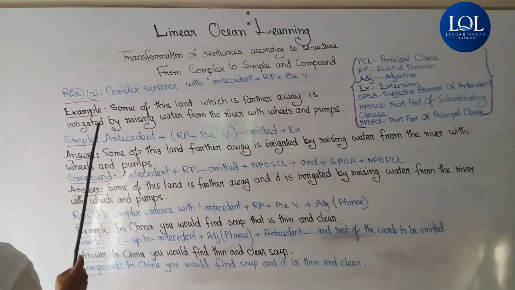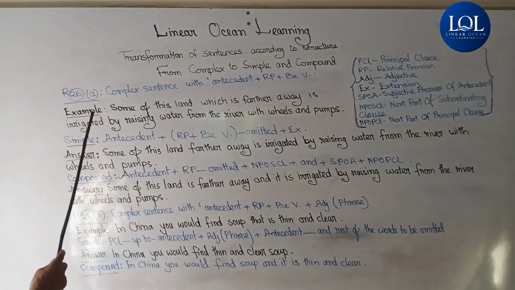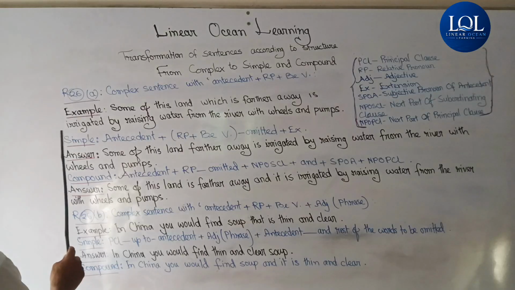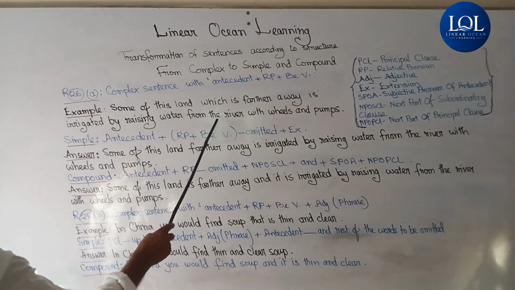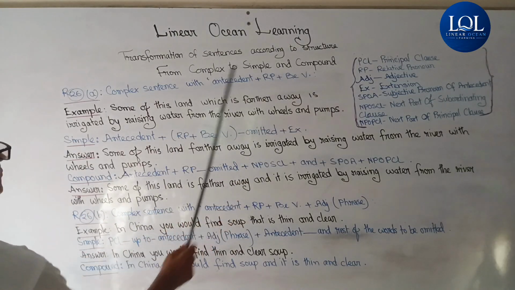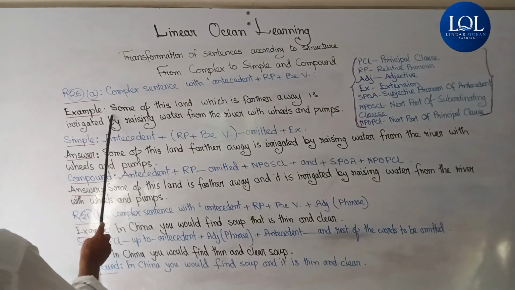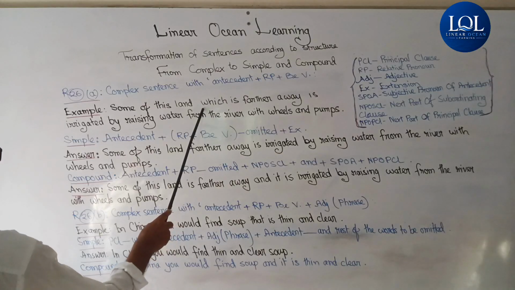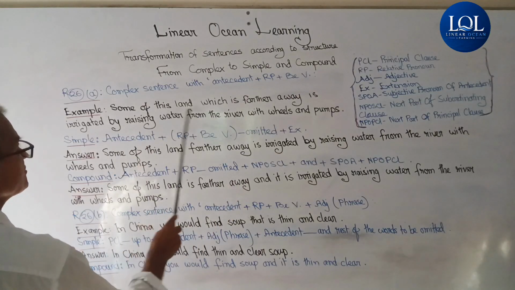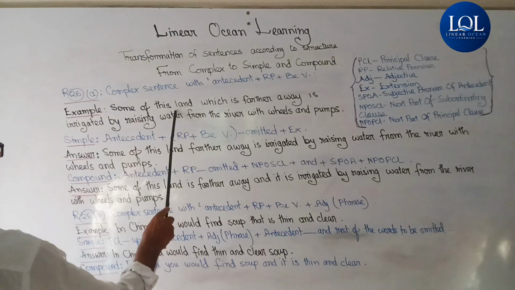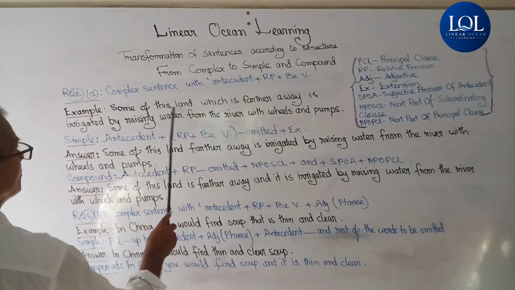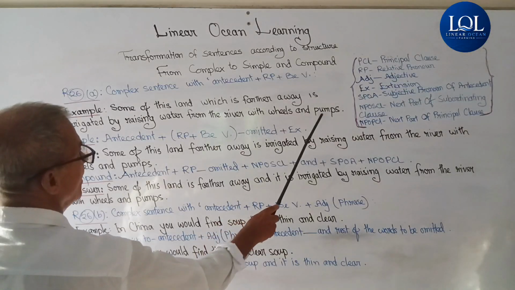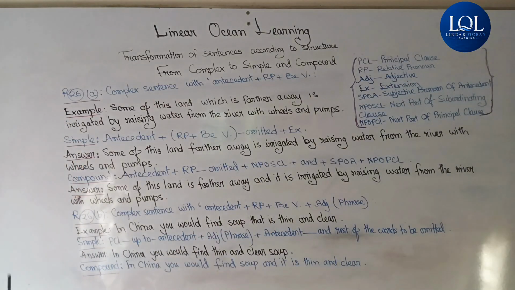If we want to analyze the sentence, some of this land which is further away is irrigated by raising water from the river with wheels and pumps. Here, some of this land is the antecedent of the relative pronoun which. Which is further away is the subordinating clause, and some of this land is irrigated by raising water from the river with wheels and pumps is the principal clause.